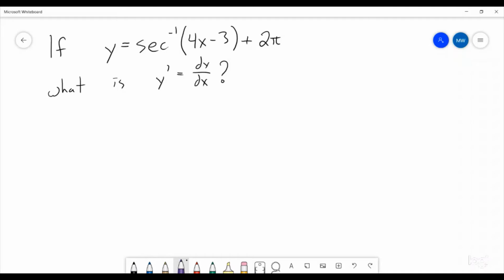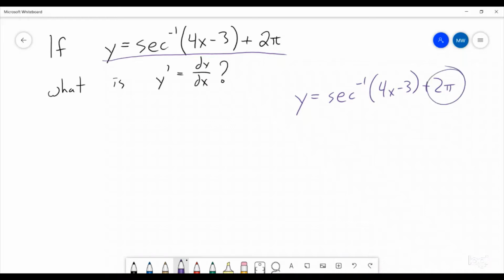Well, the way we're going to start is we are going to begin with this and try and rewrite this to get rid of the piece that we don't know what to do with. And that piece is the inverse secant. So we start with y equals inverse secant of 4x minus 3 plus 2 pi. We need to try and get rid of that inverse secant. So we're going to want to do secant of both sides, but the problem is this plus 2 pi that we have left over. So we're going to first subtract that over. So we get y minus 2 pi is equal to inverse secant of 4x minus 3.